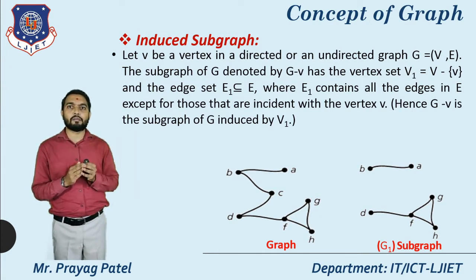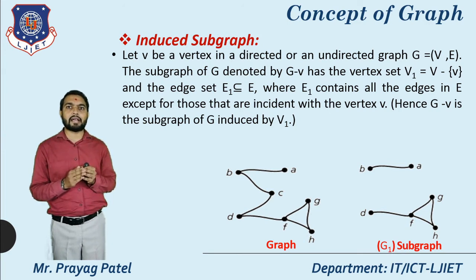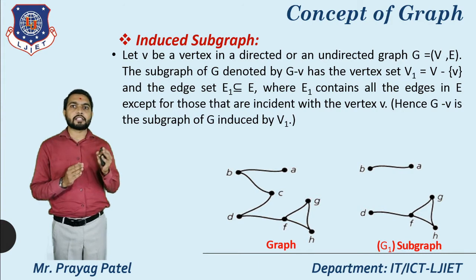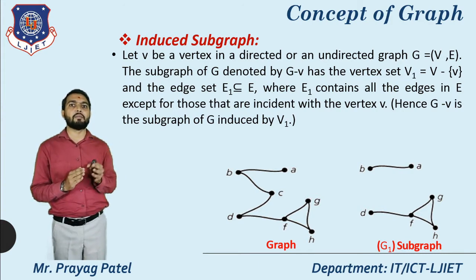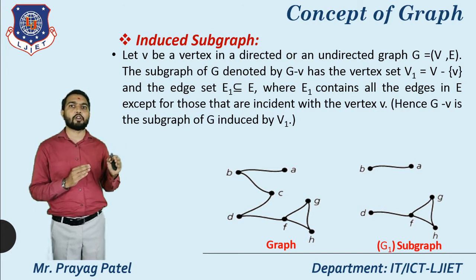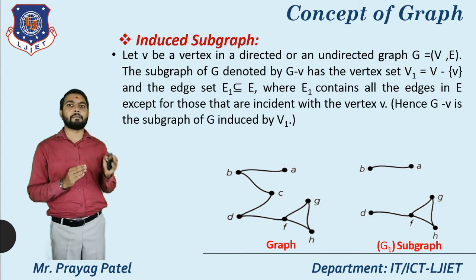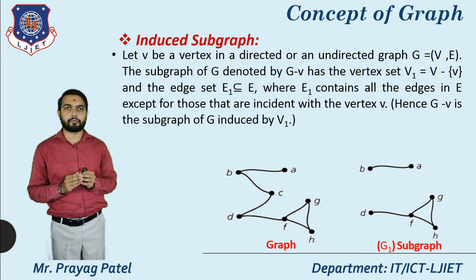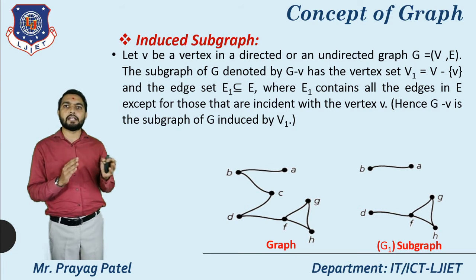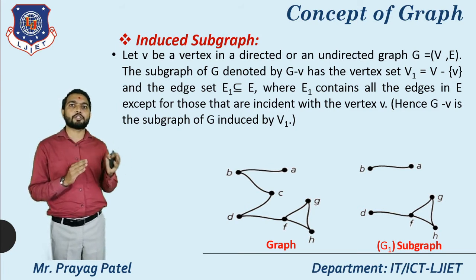Now another definition of the induced subgraph is: let v be a vertex in a directed or undirected graph G equal to (V, E). The subgraph of G denoted by G minus v has the vertex set V1 equal to V minus v and the edge set E1, a subset of E, where E1 contains all the edges in E except for those that are incident with the vertex v. So basically here we can say that G minus v is the subgraph of G induced by V1.